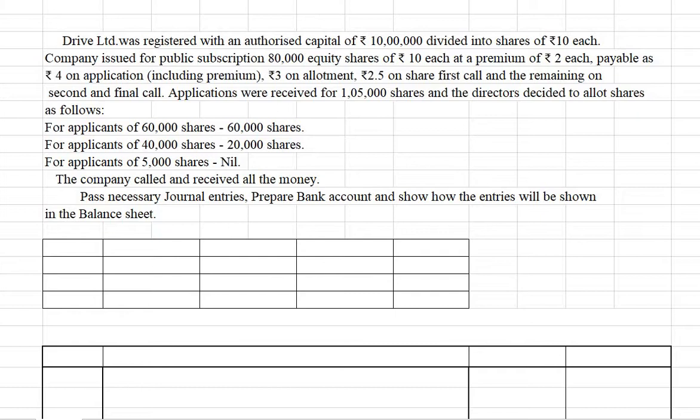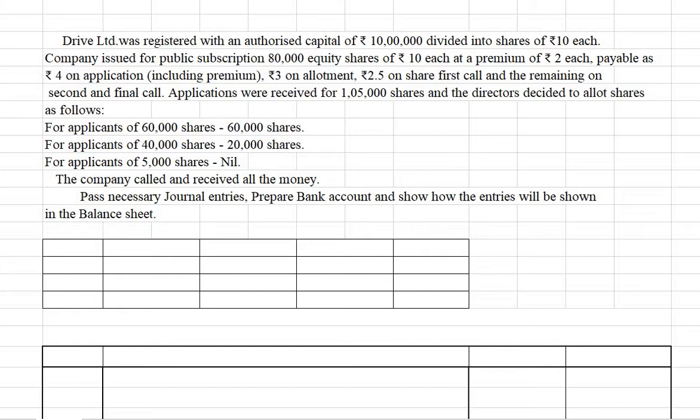Here is the question before you. You can see that Drive Limited was registered with an authorized capital of rupees 10 lakh divided into shares of rupees 10 each. Company issued for public subscription 80,000 equity shares of rupees 10 each at a premium of rupees 2 each. Payable as rupees 4 on application including premium, rupees 3 on allotment, then rupees 2.5 on first call and the remaining on the second and final call.